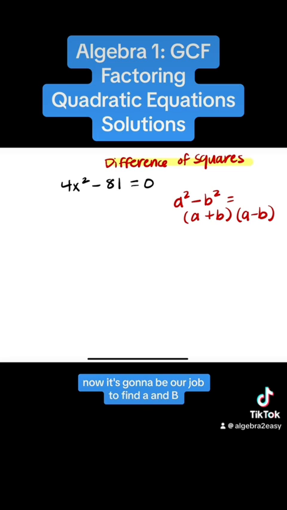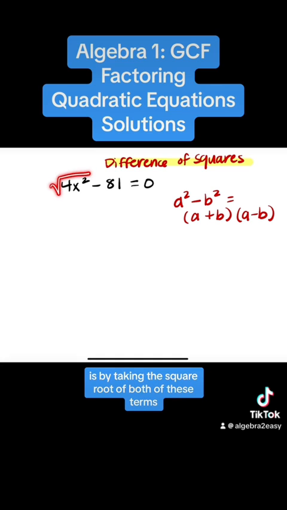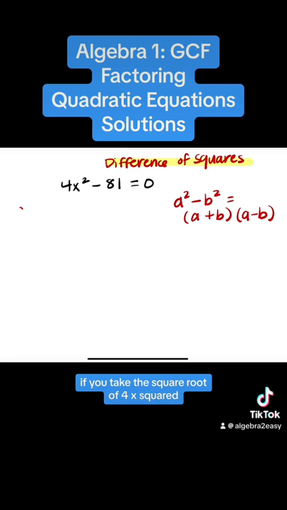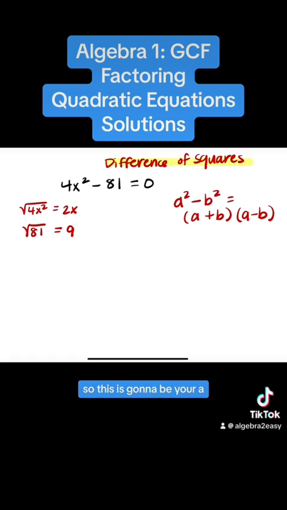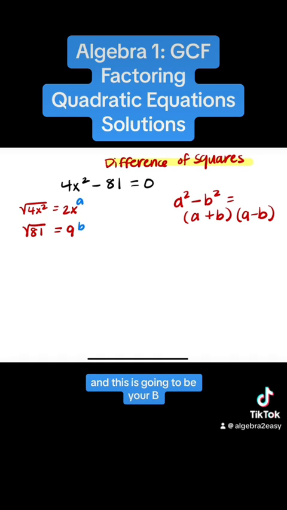Now, it's going to be our job to find a and b, and the way you're going to do that is by taking the square root of both of these terms. So, for instance, if you take the square root of 4x squared, you're going to be left with 2x. If you take the square root of 81, you're going to be left with 9. So this is going to be your A, and this is going to be your B. So now you're ready to write your factored form. So your A of 2x plus your B of 9, and then your A of 2x minus your B of 9.